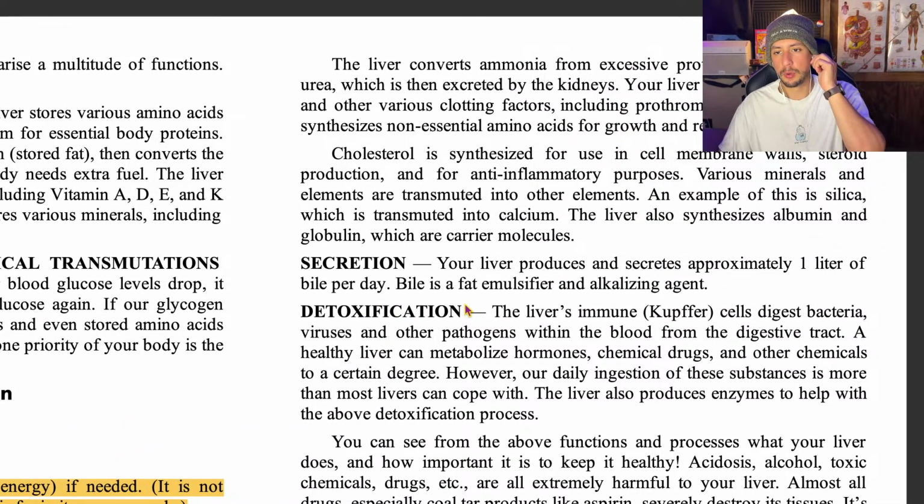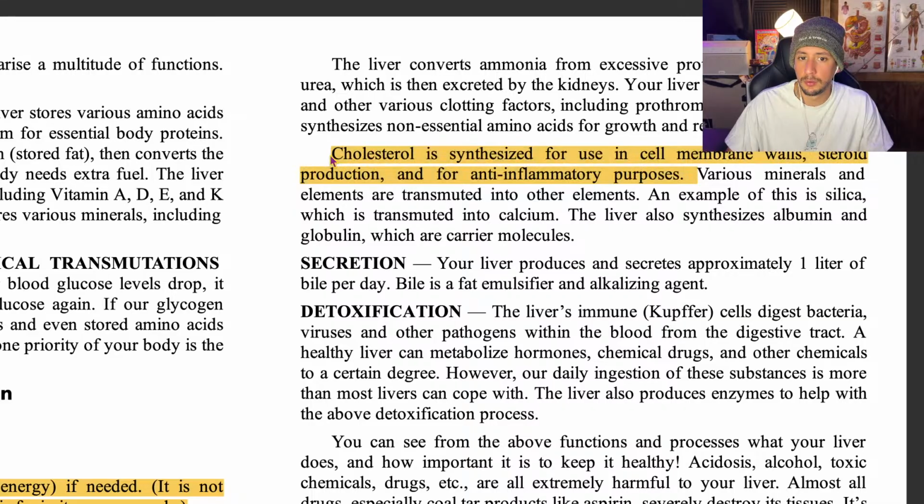The liver converts ammonia from excessive protein consumption into urea. This is then excreted by the kidneys. Your liver synthesizes vitamin K and other clotting factors, including prothrombin and fibrinogen. It basically keeps your blood running at all costs. It synthesizes non-essential amino acids for growth and repair functions. So it basically gets those amino acids ready to be used. Cholesterol is synthesized for use in cell membrane walls, steroid production, and for anti-inflammatory processes. So cholesterol, it's really good.